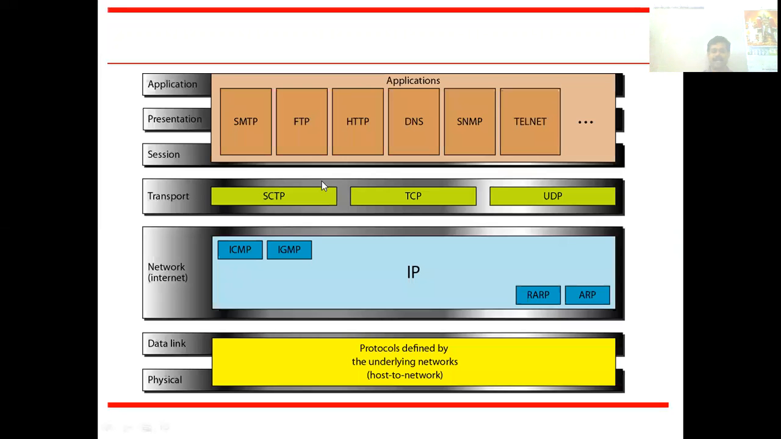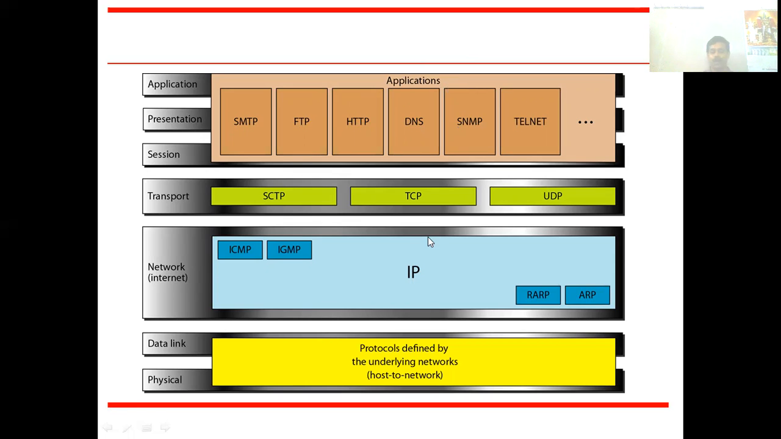Now this is a comparison of the OSI ISO model and the TCP/IP model. The data link and physical layers, these 2 are combined into one layer in TCP/IP, that is called the host to network layer. And next one is the internet layer or network layer. Next one is the transport layer, then application, presentation, and session. These 3 are combined into one layer called the application layer.